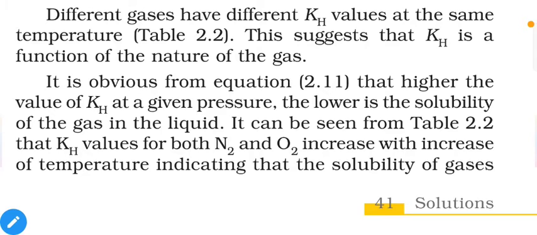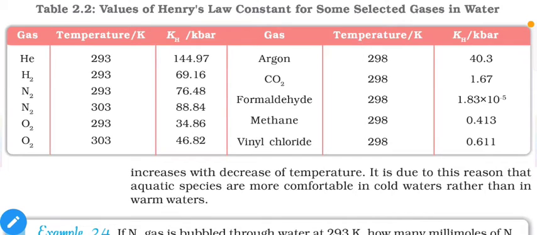It can be seen from table 2.2 that the Kh value of both N2 and O2 increases with increase of temperature, indicating that the solubility of gases will decrease. So that means increasing temperature decreases the solubility of gases. In the solid case, if we increase the temperature, solubility of solids usually increases. But for gases, if you increase the temperature, solubility of gases decreases. That means in cold water, more oxygen can be dissolved at a given pressure. But in hot water, the dissolved quantity of oxygen will decrease, and this is the reason that aquatic species are more comfortable in cold water rather than in warm water.